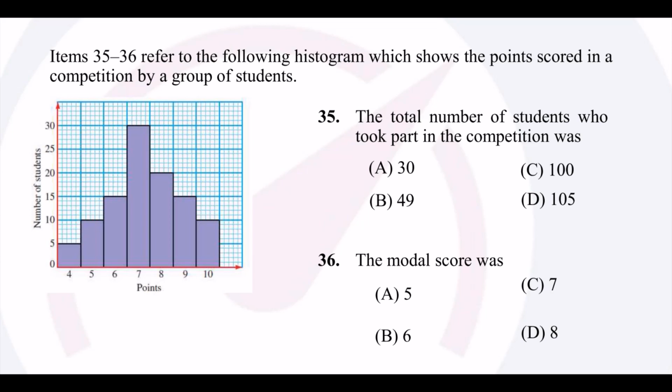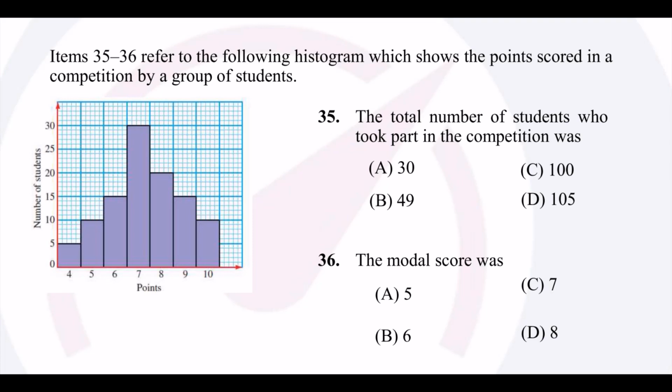Alright, so items 35 to 36 refer to the following. I almost said Instagram. I noticed these last days when I'm teaching statistics with histogram, I keep saying Instagram. You see what social media does? Anyway, it's my fault. So items 35 to 36 refer to the following histogram, which shows the points scored in a competition by a group of students.